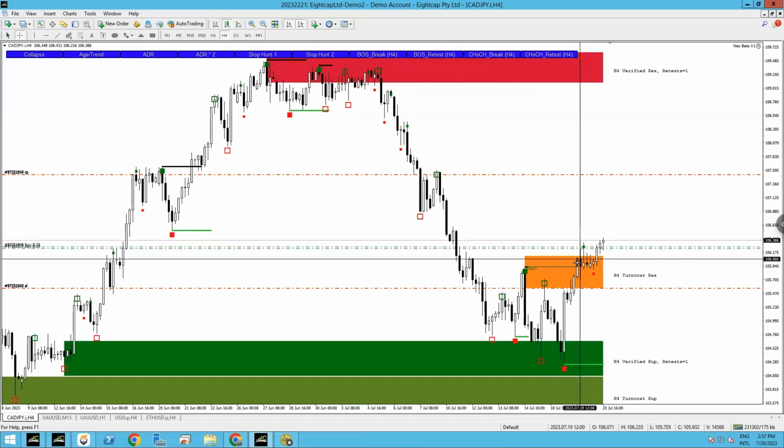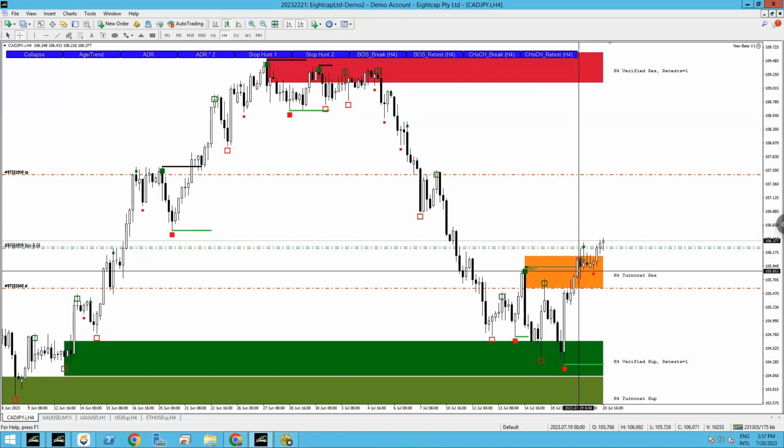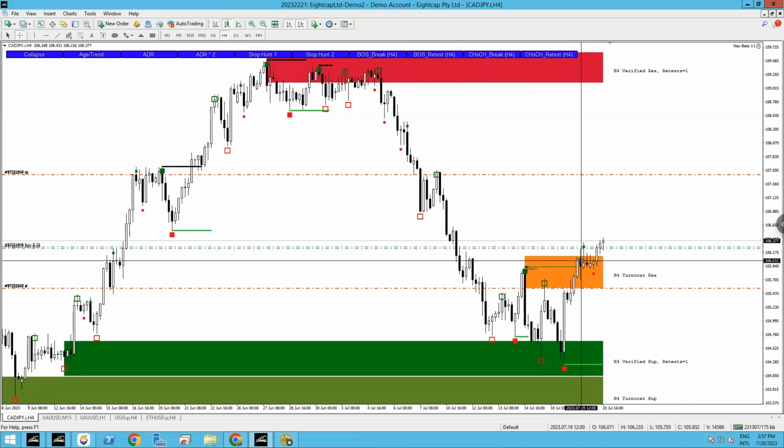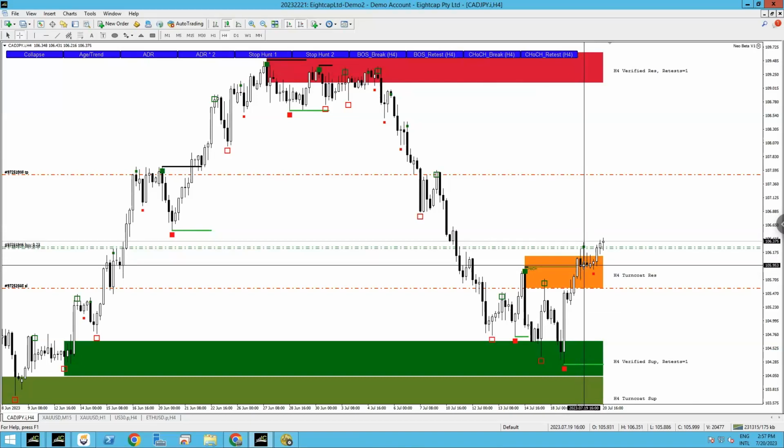So let me make it very, very clear. When this candle opened right here, you would have got your change of character alert. When this candle opened right here, you would have got your retest alert. Does that make sense? Okay, yes, that makes sense. Yeah, and that's how it reads it as well. Anybody else? Any other questions?